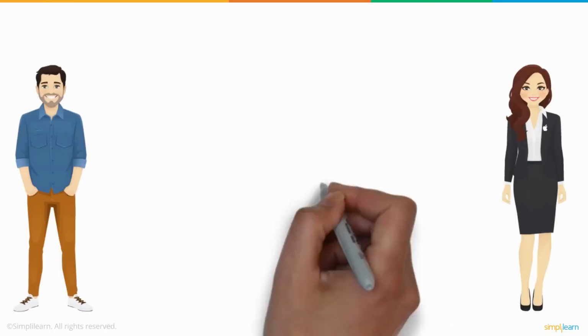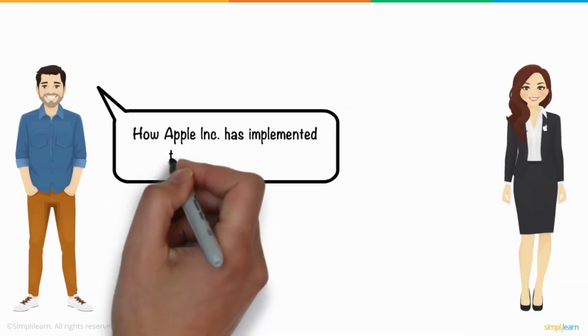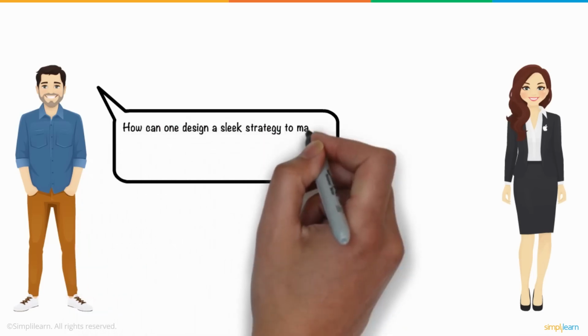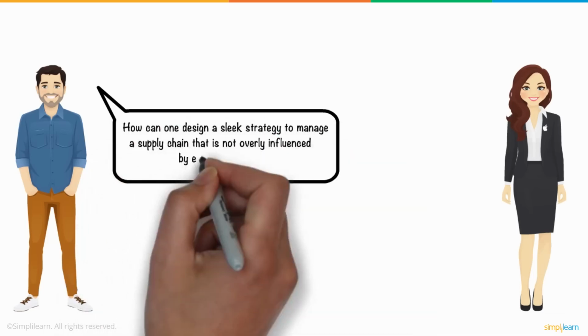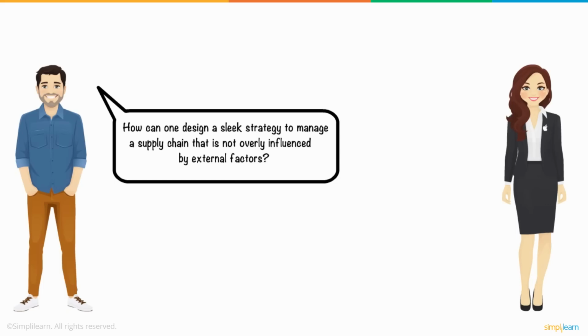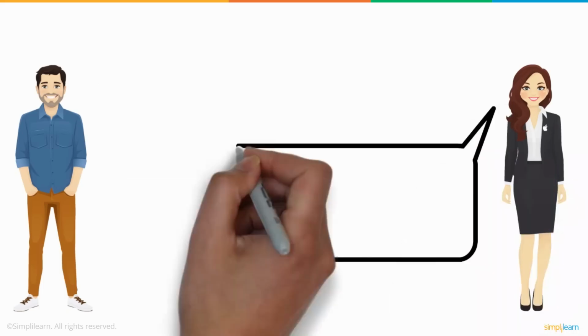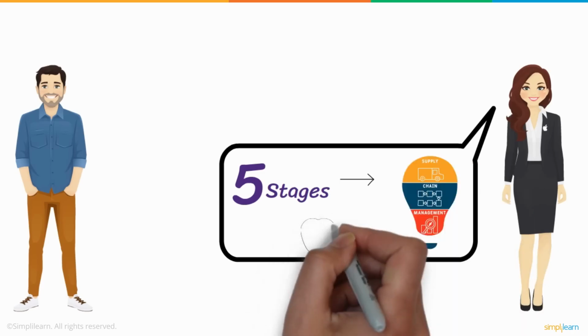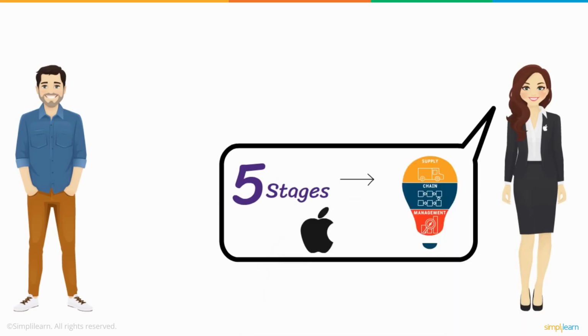After listening to this, Alex asked Rachel how Apple Inc. has implemented this supply chain, and how can one design a sleek strategy to manage a supply chain that is not overly influenced by external factors. In response, Rachel explained, well, there are 5 stages for building supply chain management, and Apple has adopted these stages while building the supply chain management strategy.